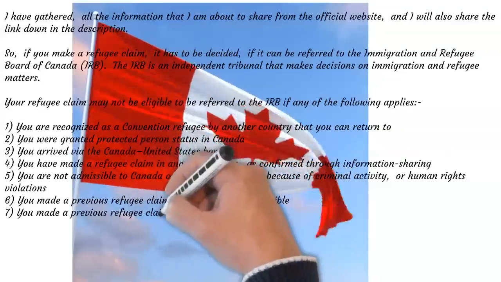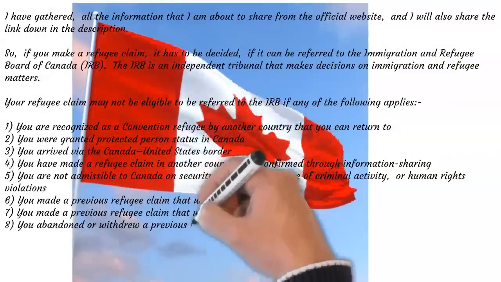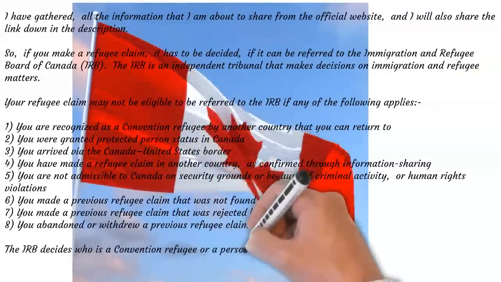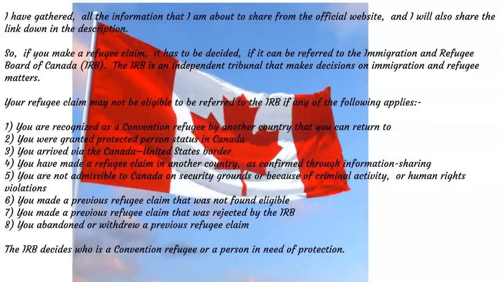Number 6, you made a previous refugee claim that was not found eligible. Number 7, you made a previous refugee claim that was rejected by the IRB. Number 8, you abandoned or withdrew a previous refugee claim.